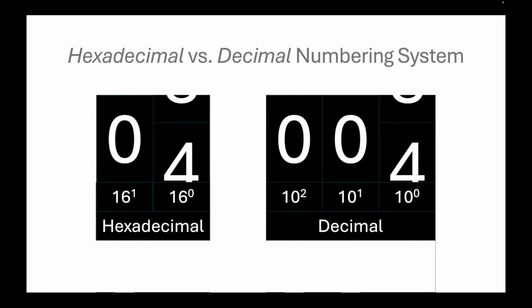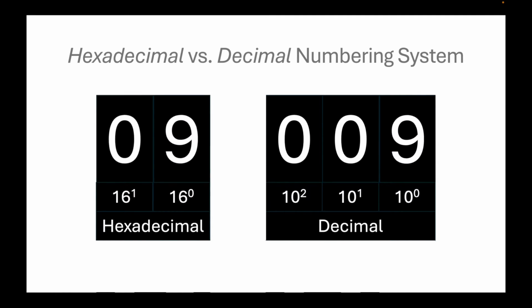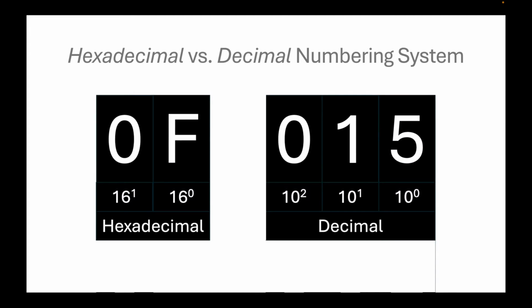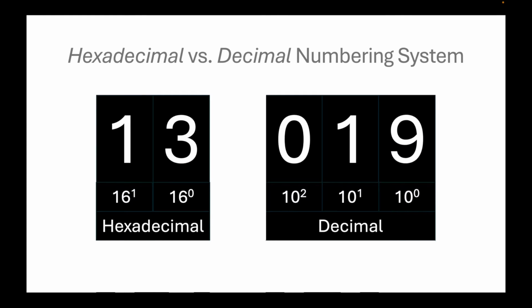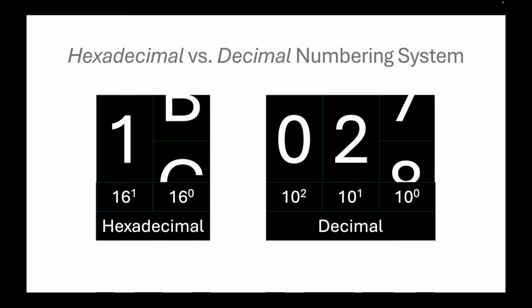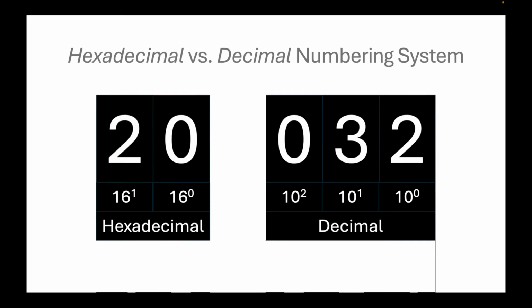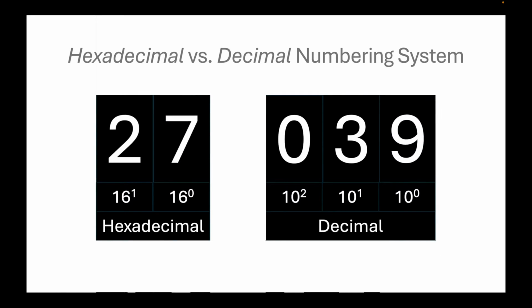In this video right now, let's compare hexadecimal versus decimal numbering system. As you can see, the hexadecimal ranges between 0 to 9 and A to F. In decimal, only 0 to 9 is the range. A to F are excluded, as those are letters and not numbers.